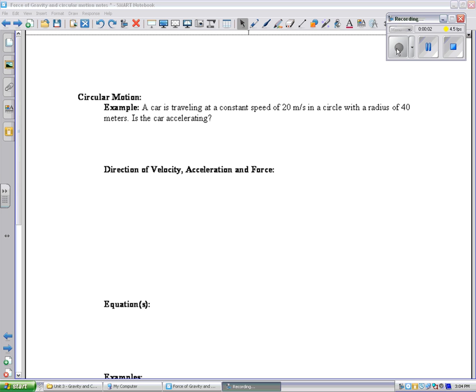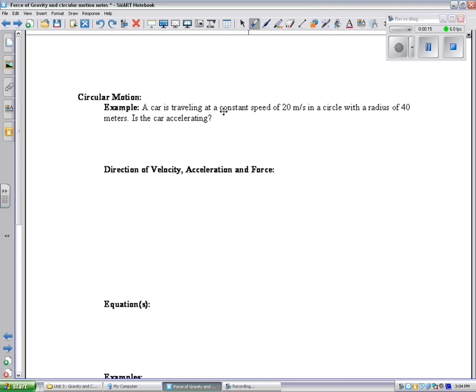All right, we're going to start our study of circular motion. I'm going to start off with an example. A car is traveling at a constant speed of 20 meters per second in a circle with a radius of 40 meters. Is the car accelerating? At first glance, you might say, oh, it's going constant speed, therefore it's not accelerating. However, that's not the case.